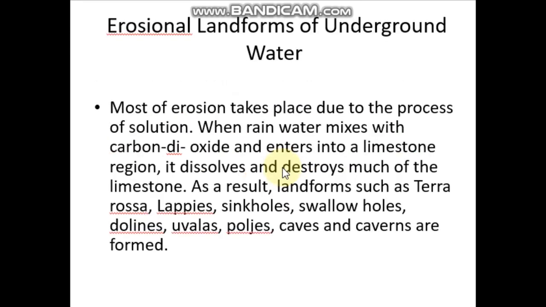Next, erosional landforms of underground water. Mostly, this erosion takes place due to the process of solution. When rainwater mixes with carbon dioxide and enters into the limestone region, it dissolves and destroys much of the limestone. As a result, landforms such as terra rossa, lapies, swallow holes, sink holes, dolines, uvalas, caves and caverns are formed. So, in the erosional landforms of underground water, most of the erosion takes place due to the process of solution.